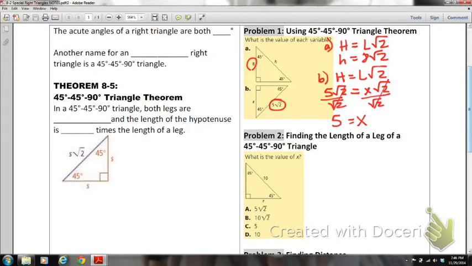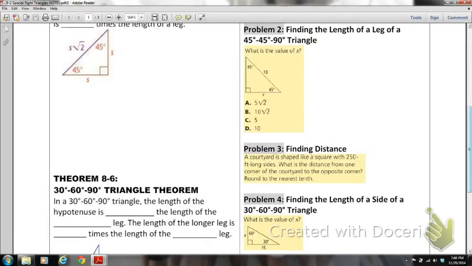And once you get used to applying this formula to 45-45-90 triangles, you will be able to see that without having to calculate it. If the hypotenuse is 5 times the square root of 2, you will just immediately know that the leg has to be 5 because of the formula. Scroll down to problem 2.